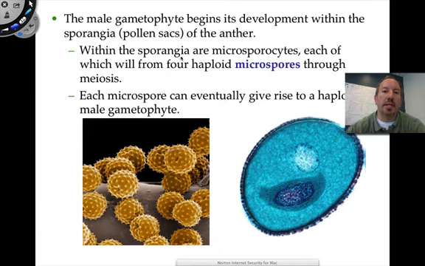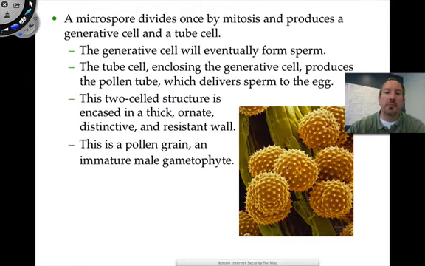Within the sporangia, in other words, within the anther, the pollen sac, are all these microsporocytes, and the microsporocyte is diploid. That undergoes meiosis to produce the 4 microspores, and then those divide through mitosis to eventually become the pollen grain, which is made up of 2 cells. One is the generative cell and one is the pollen tube cell. You can see the 2 nuclei right there. Here's another picture of pollen. So the microspore divides by mitosis and makes the 2 cells, the generative cell and the pollen tube cell.